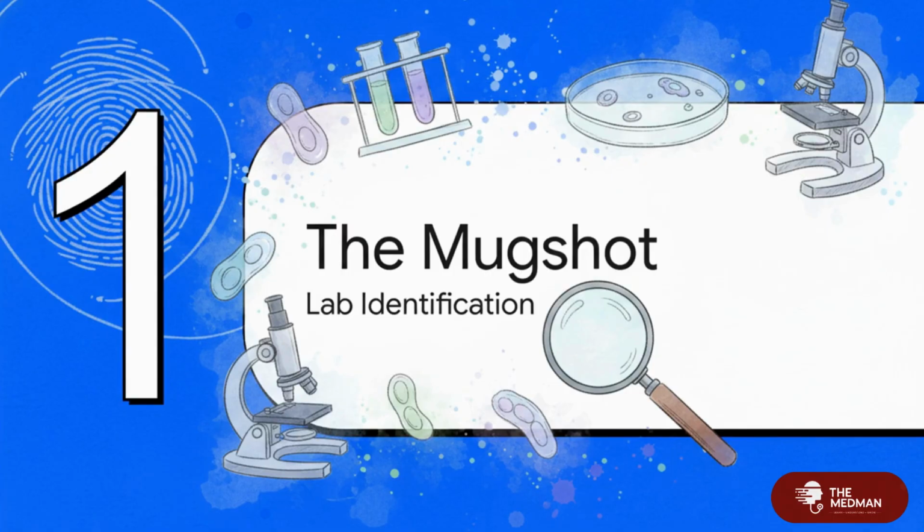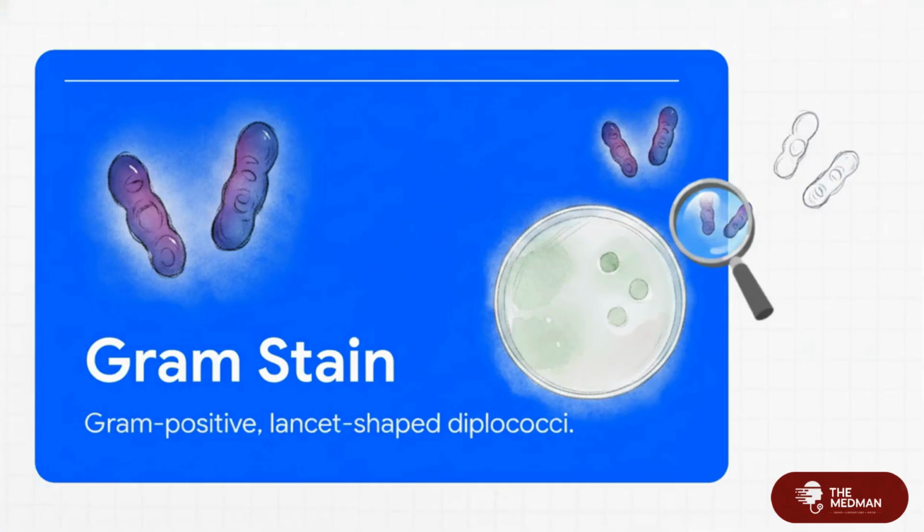Let's talk laboratory identification. So what does this bug actually look like under the microscope? Well, on a gram stain, Streptococcus pneumoniae is gram-positive, meaning it's going to hold on to that deep purple or blue dye. But the shape is your real giveaway here. They're lancet-shaped diplococci. Diplococci just means they love hanging out in pairs, and lancet-shaped means they're slightly pointed at the ends. Honestly, kind of like two tiny spearheads pointing away from each other.